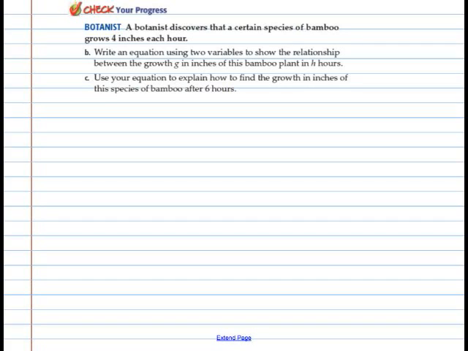A botanist discovers that a certain species of bamboo grows 4 inches each hour. Write an equation using two variables to show the relationship between the growth in inches and the bamboo plant in h hours. If it grows 4 inches each hour, our equation then would be 4 times h equals g.